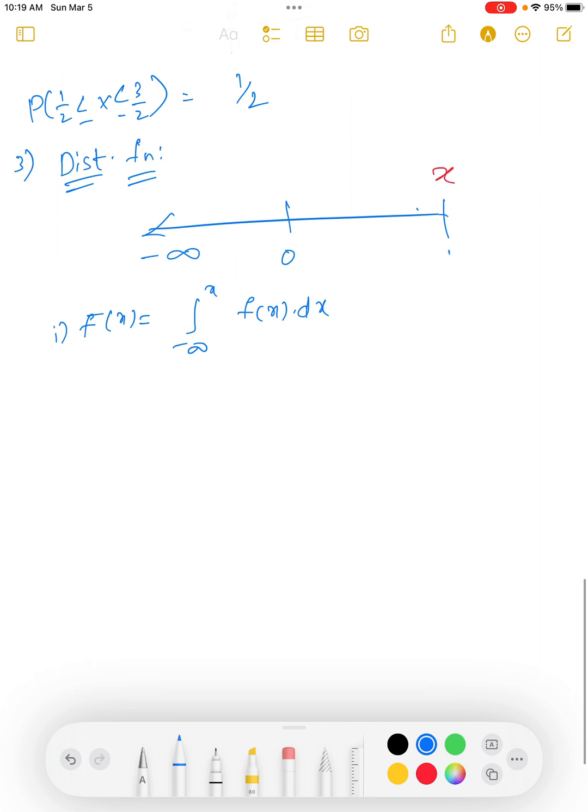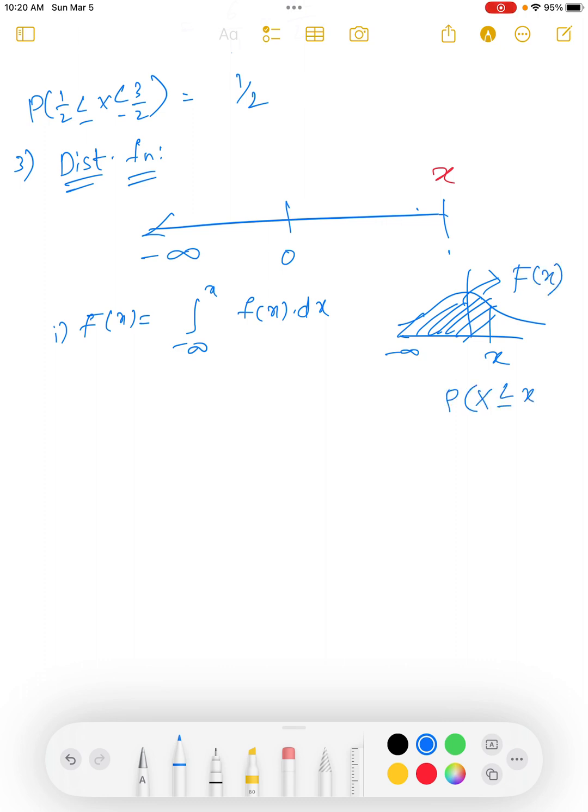By the way, I need to address this one. Capital F of x is the area under the curve from the left up to x. This is the meaning of capital F of x, that is p of x less than or equal to x, or the integral from minus infinity to x of small f of x. These are all the same.